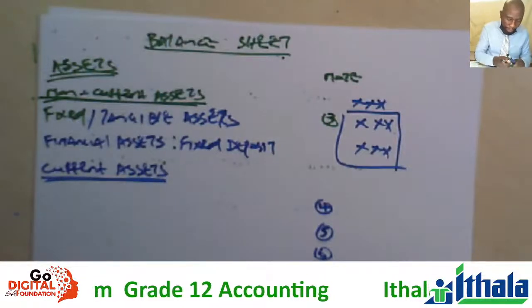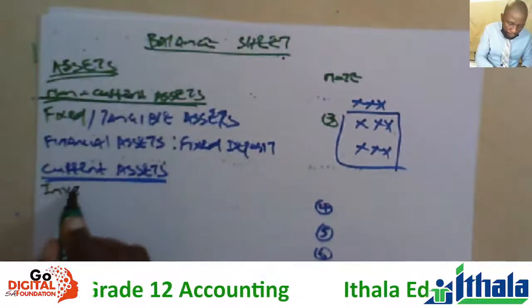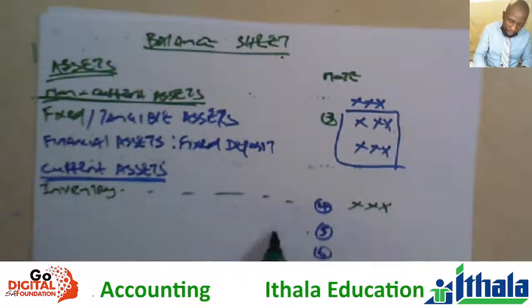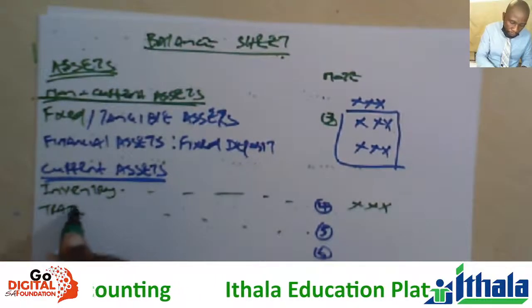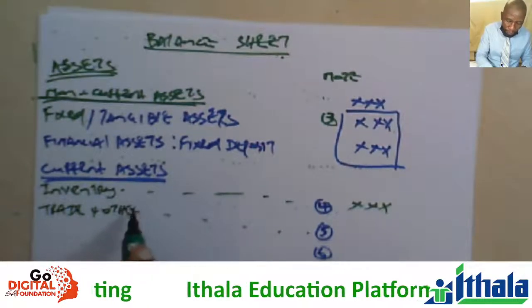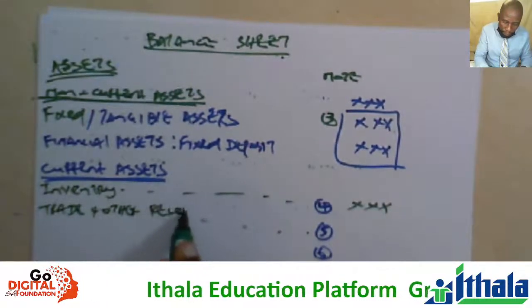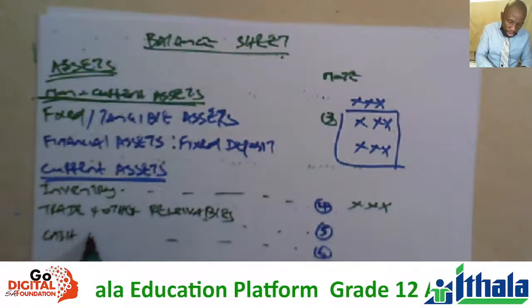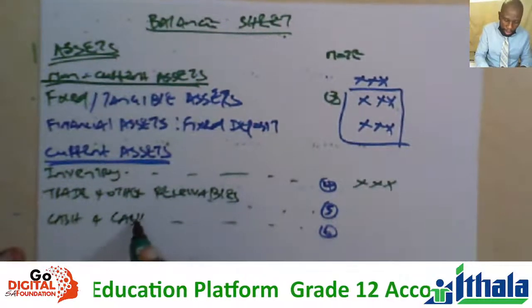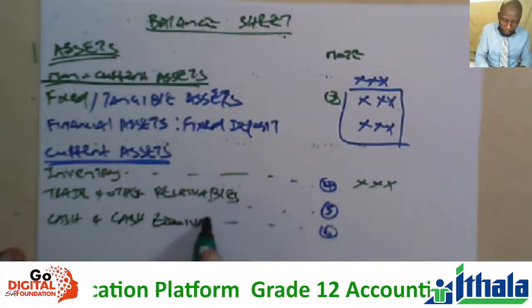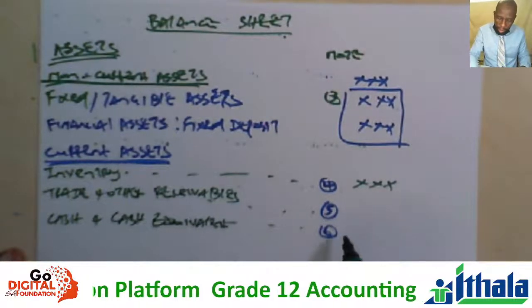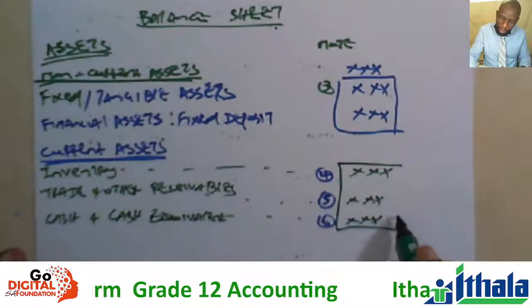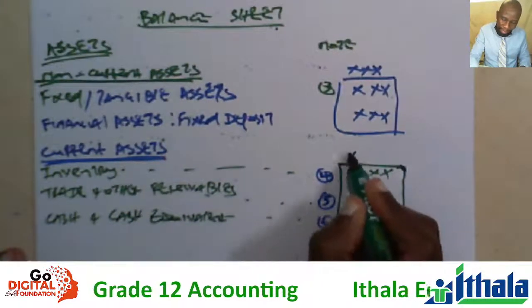So we have inventory now. Record the figure of the inventory there. Then trade and other receivables. Then we have cash and cash equivalent. Record it also here. So you combine all these figures, and they give you the current assets.